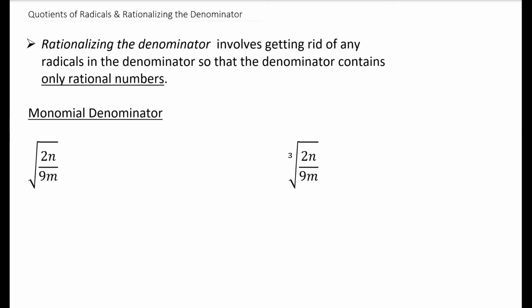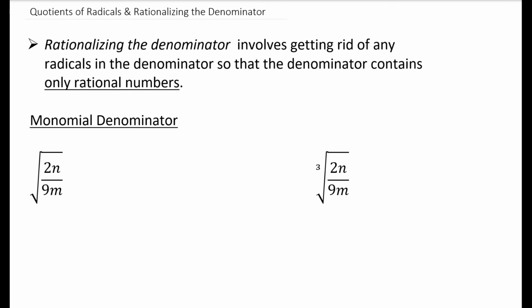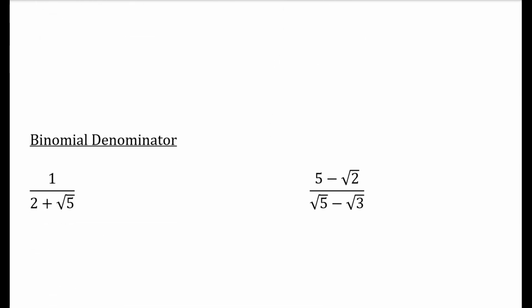All right, so now we're going to look at the quotient of a radical and rationalizing the denominator. So in order to divide radicals, we're going to need to know the skill of rationalizing. Rationalizing the denominator means you're going to get rid of any radicals in the denominator so that the denominator has only rational numbers. So no radicals, only whole numbers, right? Only rational numbers, or numbers that can be written as fractions, okay? So we're going to look at two cases here, one with a monomial denominator, one with a binomial denominator.